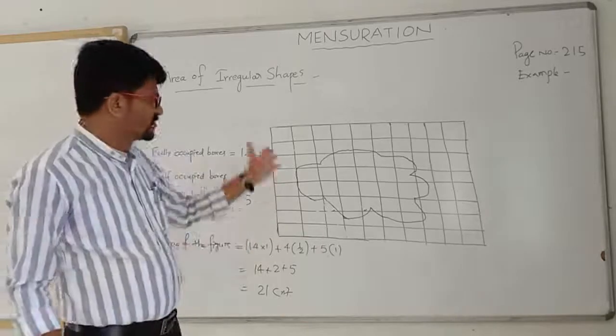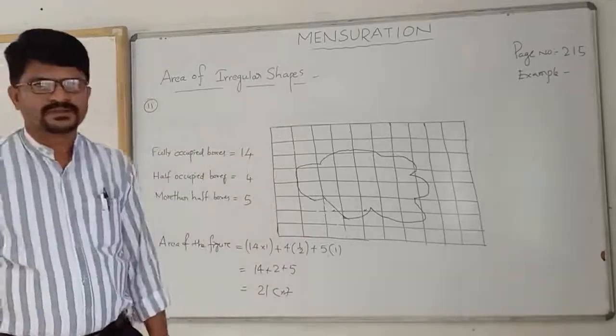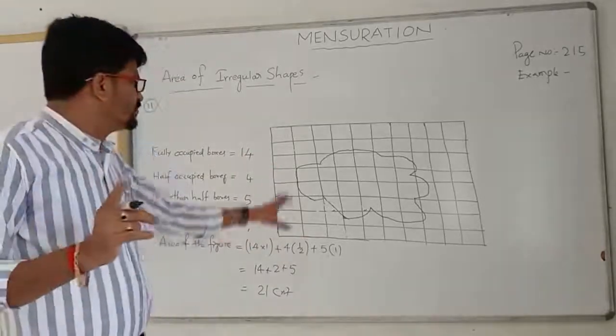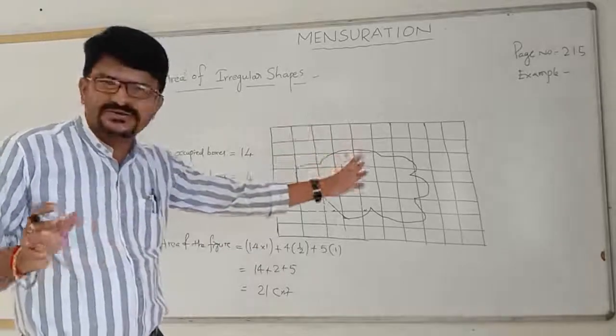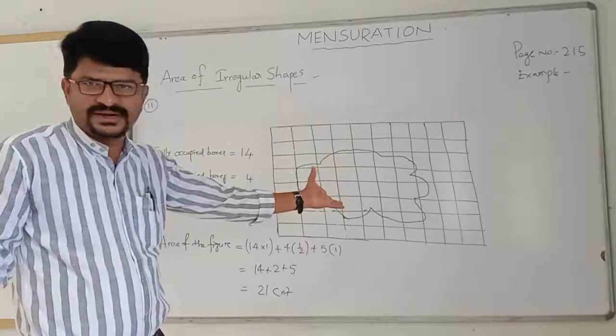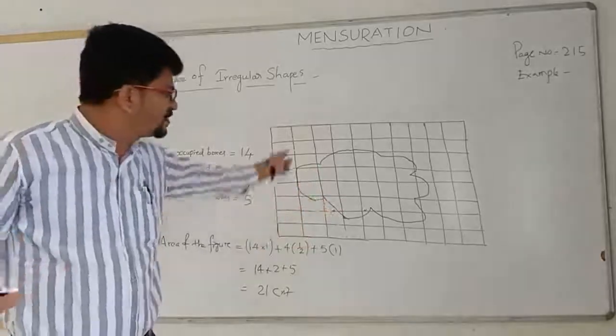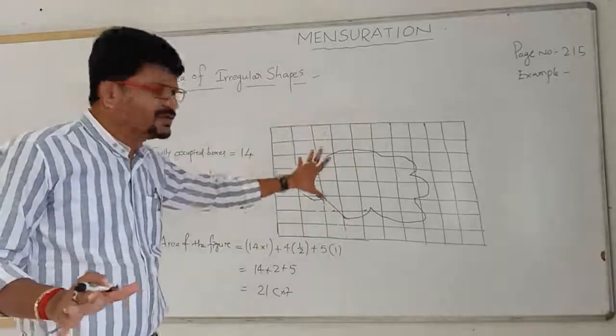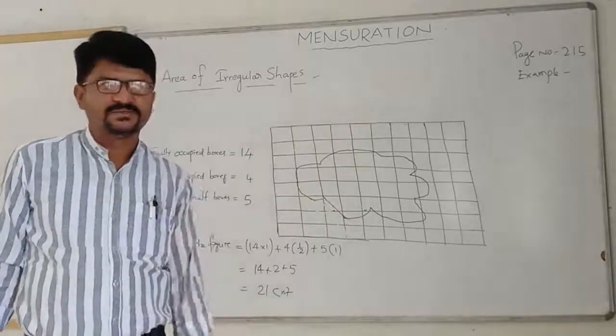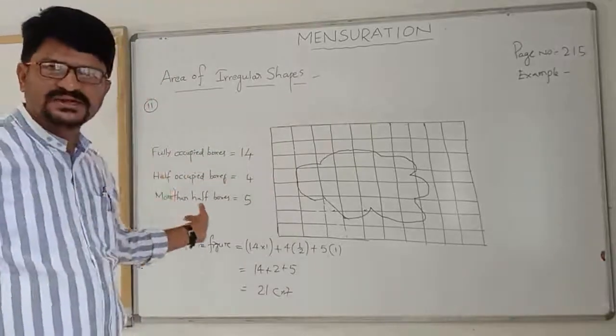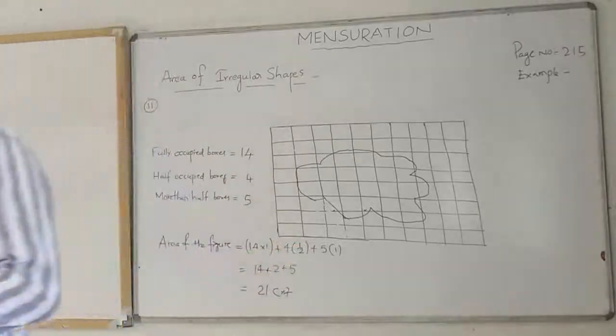Clear? Now write it all. One thing I am telling you, you need not draw the same picture. You may get it or you may not. Whatever diagram you have drawn on your graph sheet, for that only you need to calculate the area. But the procedure is by this method. Okay? Write it.